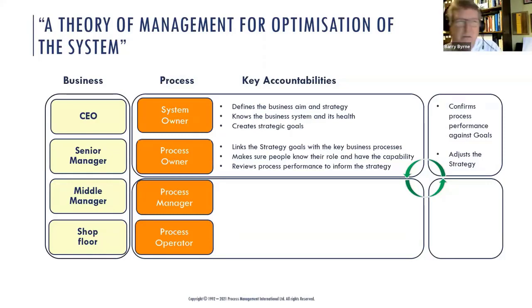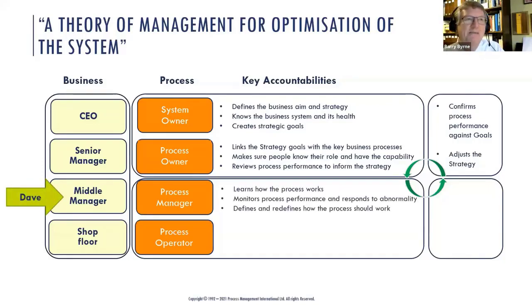Those at head of function level, the most senior people beneath the CEO, should link the strategic goals with the key business processes, the processes that Dave was operating day in, day out. They should make sure that people know their role and have the capability to do that. Well, in fairness to this organization, they saw that, hence why I was with Dave. And also, now that we've begun to do something to review process performance in order to inform the strategy, it's bidirectional and not unidirectional, which of course many of your responses in the first poll were inferring.